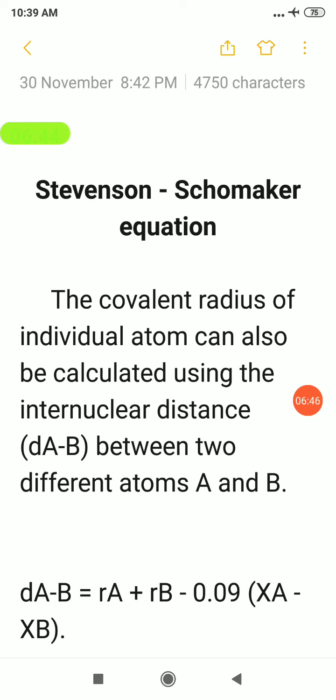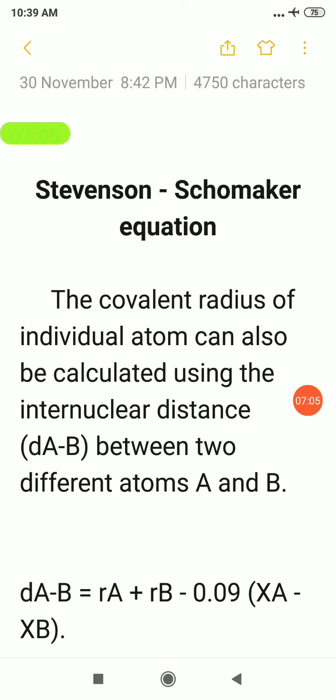different atoms linked by a covalent bond. For such a case, we cannot measure the radii using the same method used above. For that, we have to use another term, given by a couple of scientists, Stevenson and Schomaker. They joined and gave an equation that is called the Stevenson-Schomaker equation.